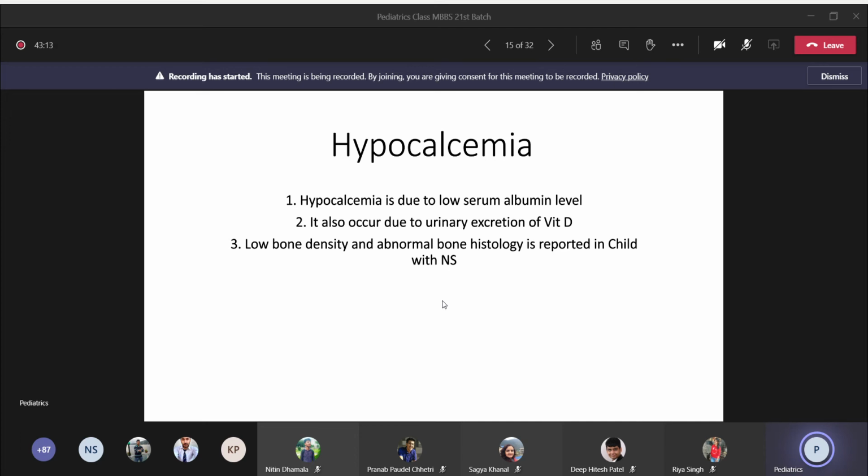It also occurs due to the urinary excretion of vitamin D. In case of nephrotic syndrome, there is excretion of vitamin D. That's why there is hypocalcemia. Low bone density and abnormal bone histology are responsible in a child with nephrotic syndrome.